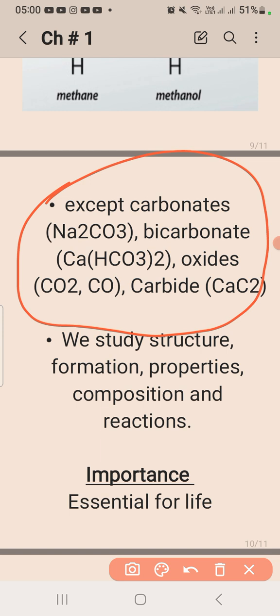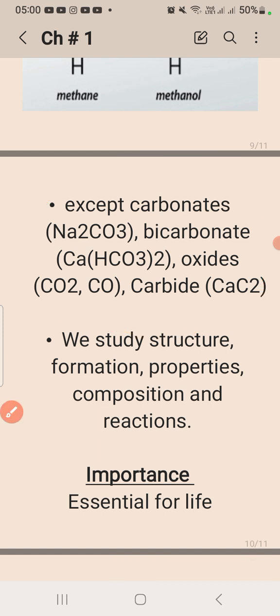What do we study in organic chemistry? We study the structure, formation, properties, composition and reactions of different organic compounds. Why do we study organic chemistry? Because organic compounds are found in all forms of life and they are essential for life also. So by knowing their structure, formation, and properties, we can improve our life also.